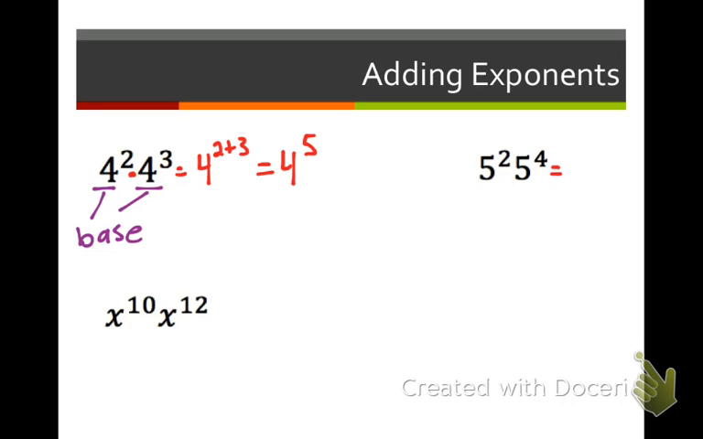Over here, once again, they have the same base, so we keep the base and we add the exponents. This gives us 5 to the power of 6. Alright? Over here, the bases are variables. It's okay, we can still work with variables. We do x, and we add the exponents, and we know that 10 plus 12 is equal to 22. Alright, so once again, when they have the same bases and we're multiplying them, we add their exponents. Alright, next slide.